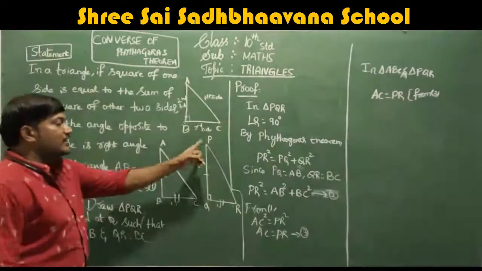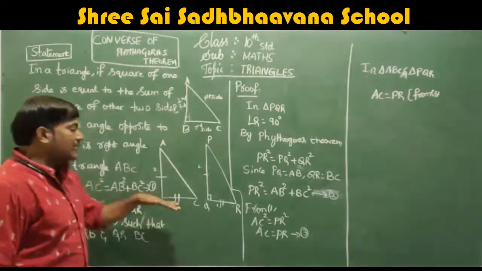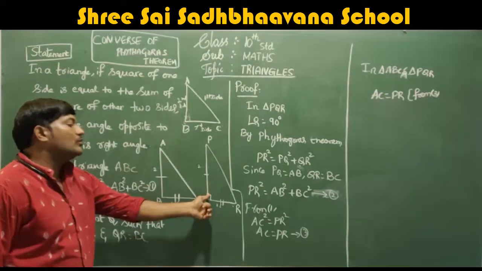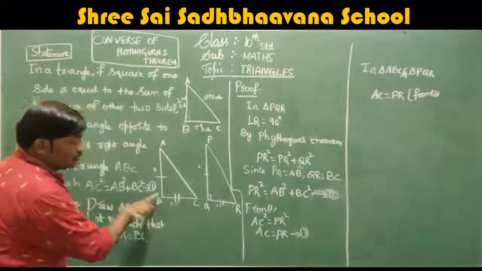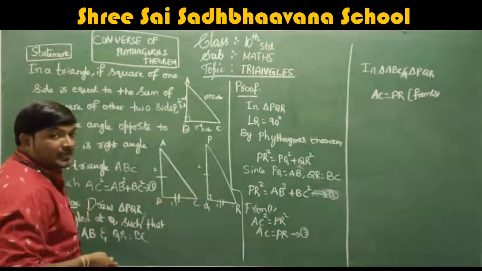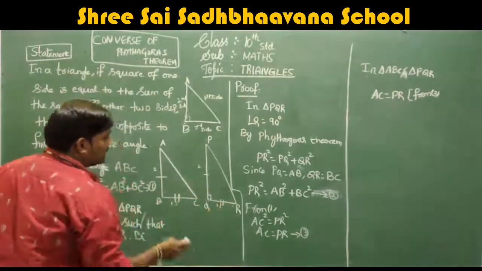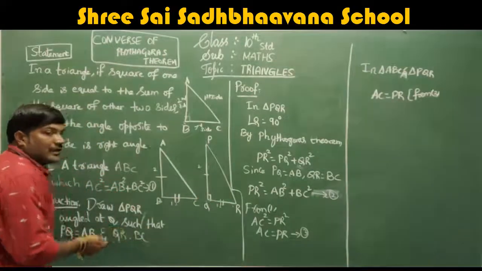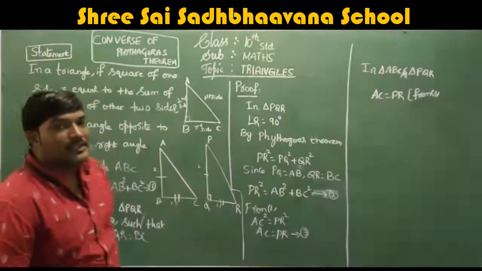How are we constructing? We are constructing a triangle PQR in such a way that AB and PQ lengths are the same, as well as BC and QR lengths. We can construct that, correct? And also we construct it in such a way that angle Q is a right angle. We are not telling B is a right angle; we are telling angle Q is a right angle. Again, we are constructing a triangle PQR such that AB length and PQ length are the same, BC length and QR length are the same, and angle Q is a right angle. So like that we construct. Draw PQR right angled at Q such that PQ and AB are equal, QR and BC are equal.